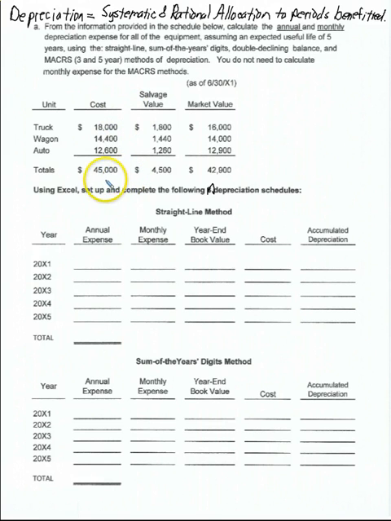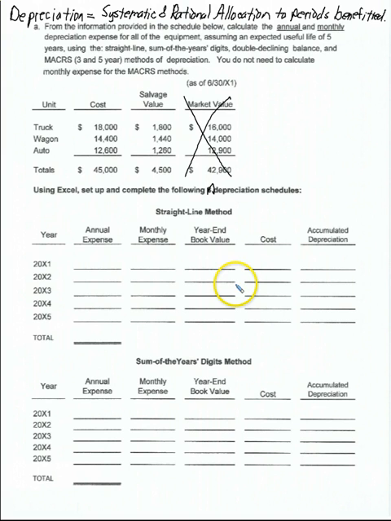So if they kept all this equipment, the truck, the wagon, and the auto at $45,000 with the salvage, the salvage value is their estimate of what they think they can sell these assets for at the end of their useful life. So at the end of 3 years, they think they can sell the truck for $1,800, the wagon for $1,440, and the auto for $1,260. Also, the case gives you market value. Now you have to think, what does market value have to do with depreciation? Well, the answer to that would be it doesn't. That's irrelevant information that's not useful in calculating this depreciation.